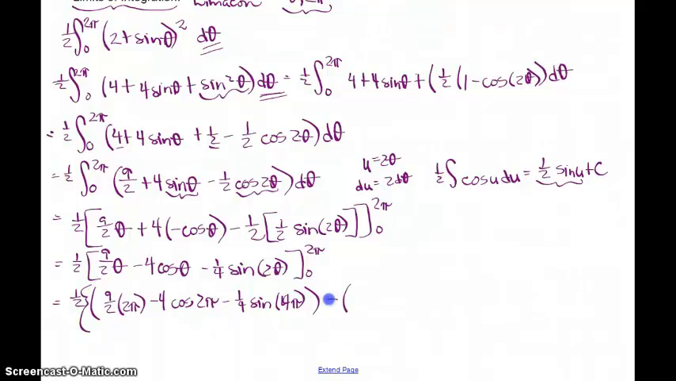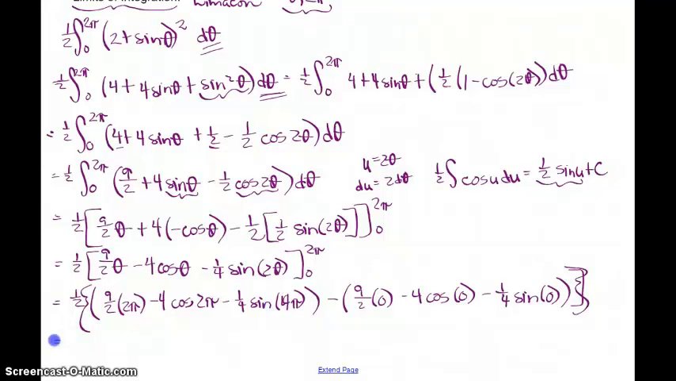through here. Minus my lower limit, 9 halves times 0 minus 4 times the cosine of 0 minus 1/4 times the sine of 0, and oops, that should be, there we go. So this is 1/2. Let's see, that 2 and that 2 will cancel, so that's 9 pi minus 4. The cosine of 2 pi is 1. The sine of 4 pi is 0.